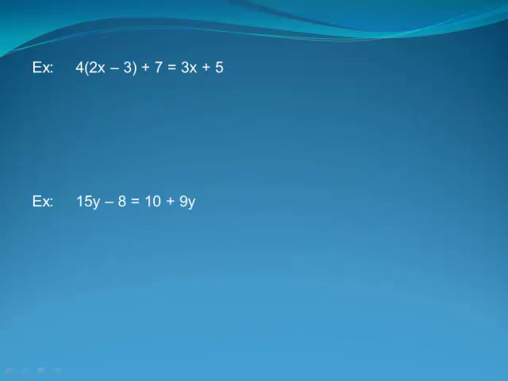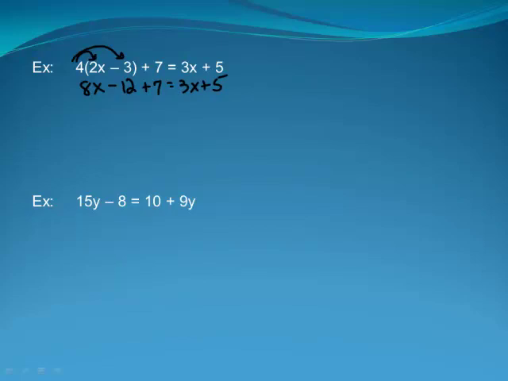All right, so let's look at this top example. We've got 4 times the quantity 2x minus 3 plus 7 is equal to 3x plus 5. First step, always remove any parentheses. So we're going to take that 4 and we're going to use the distributive property to remove the parentheses by multiplying the 4 throughout. So 4 times 2x is 8x. 4 times minus 3 is minus 12, plus 7 equals 3x plus 5.